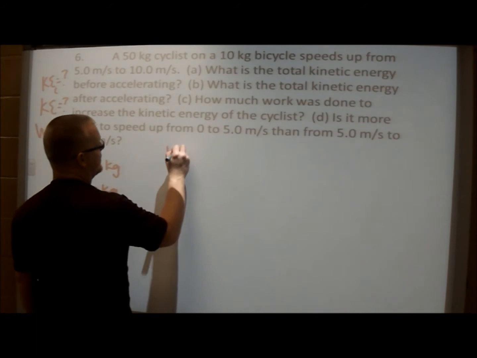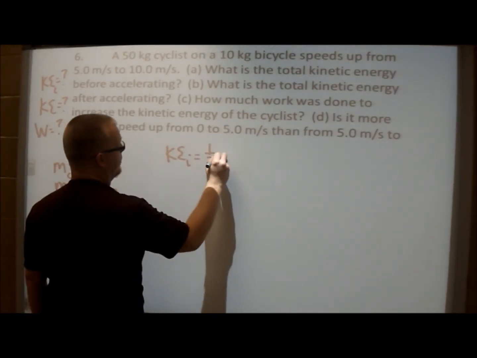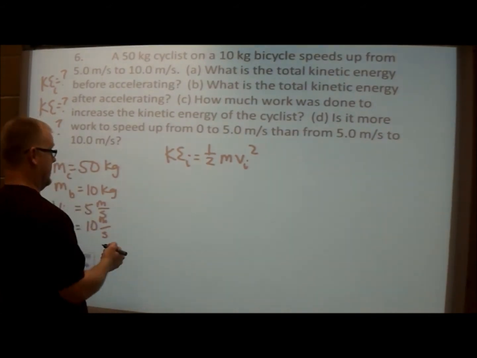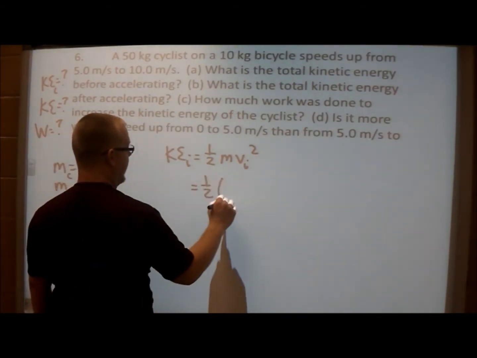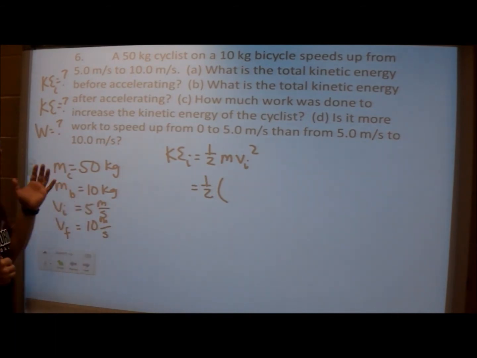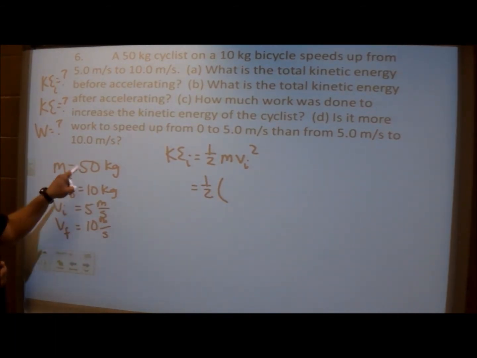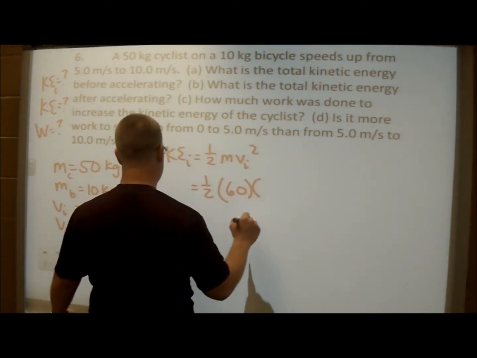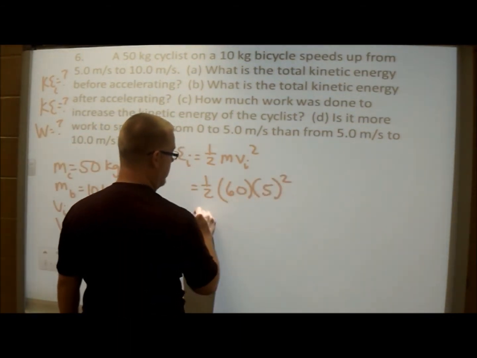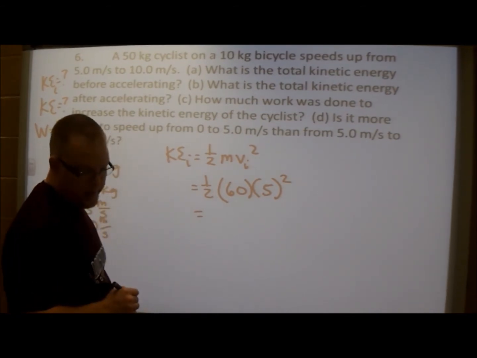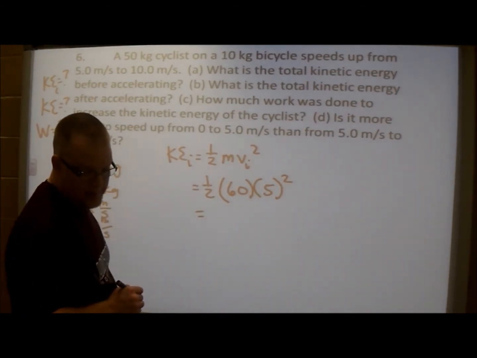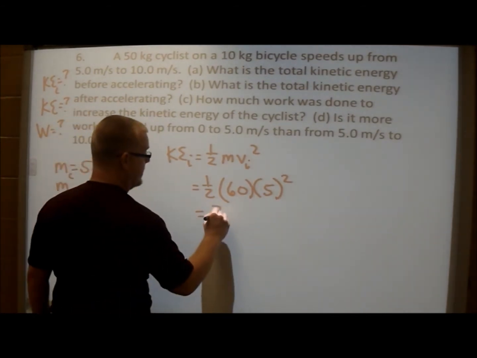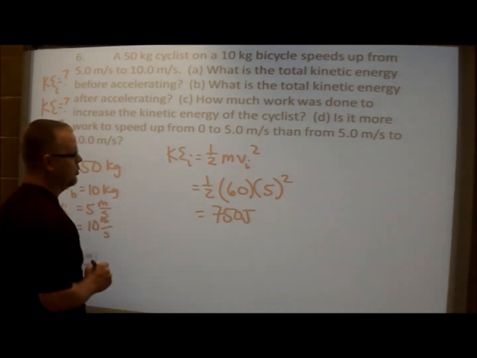So the first one says, what's the initial kinetic energy? Well, the initial kinetic energy is going to be 1/2 m times the initial velocity. So that's 1/2 times, now, what is the mass? The mass is the cyclist plus the bike, so we better add those together. 60 times the initial velocity, 5 meters per second, don't forget the squared. The initial kinetic energy for this one is 750 joules.